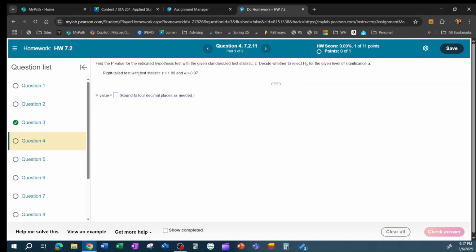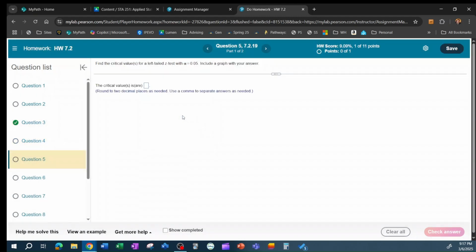Oh, find the p-value for right. We know how to do that one. Let's do the next one. All right, here's the one. Here's where you find the critical value. The critical value is the value that corresponds to an area specified by alpha. In this case, it's 0.05, and this is left-tailed again. There could be more critical values, like if it's a two-tailed test, there would be a critical value on each side of the graph. But let's do this one.